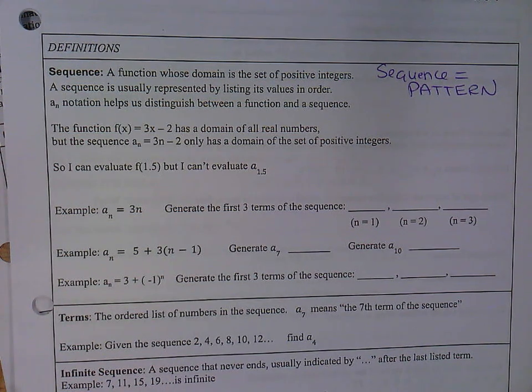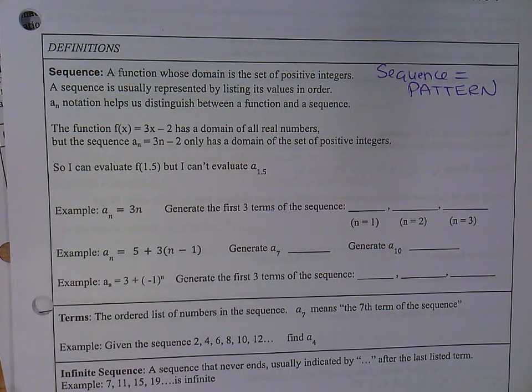So here's an example. If you have something that says a sub n equals 3 times n, and you have to generate the first 3 terms of the sequence, you're going to plug in 1 and see what you get. Then you're going to plug in when n is 2. N just means what term you're on. So this is the first term, the second term, and the third term. So you're going to plug in 1, plug in 2, and plug in 3 and see what you get.